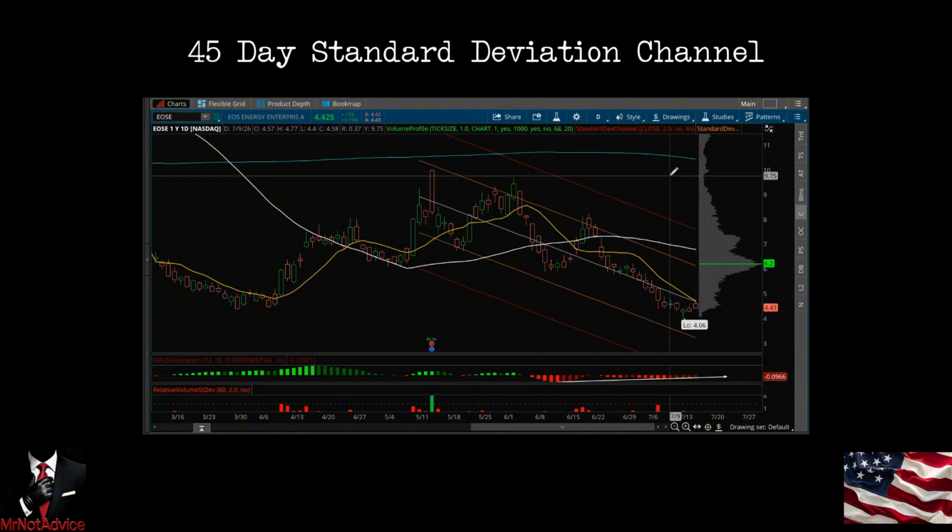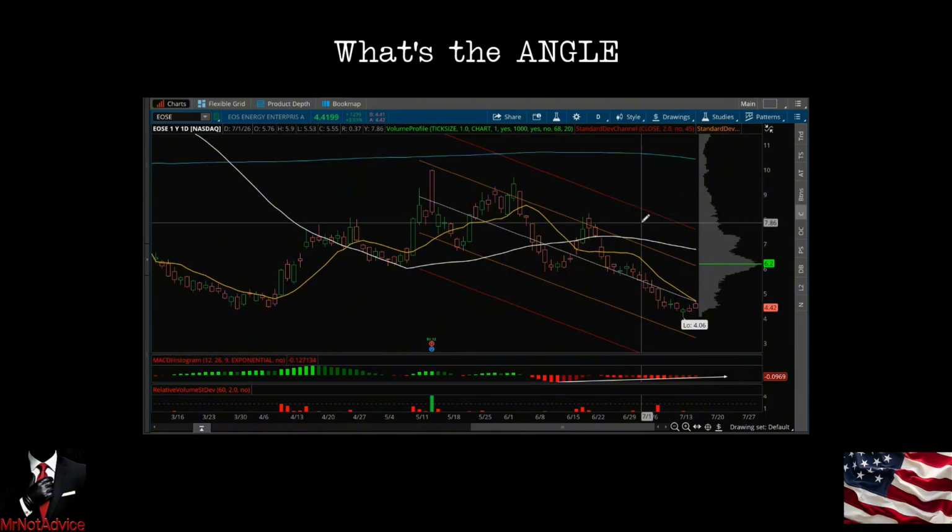When I use the 45-day channel right here, this is all I'm looking at. Number one, what's the angle? This thing's headed down. That doesn't mean I won't go long, but I do have to take a look and say, well, the short-term price structure has been in a downtrend, so be careful going long. What would that cause me to do? Size down my position.